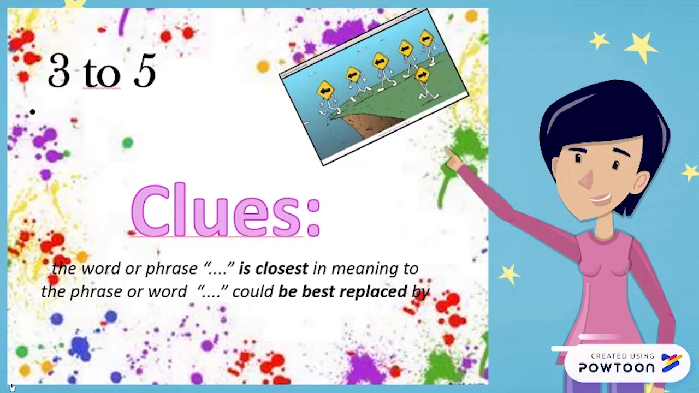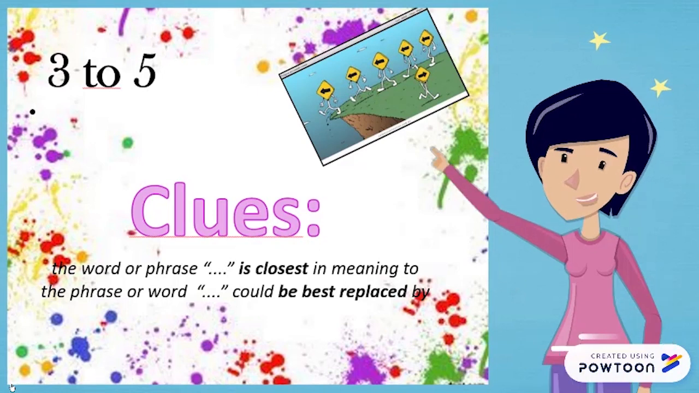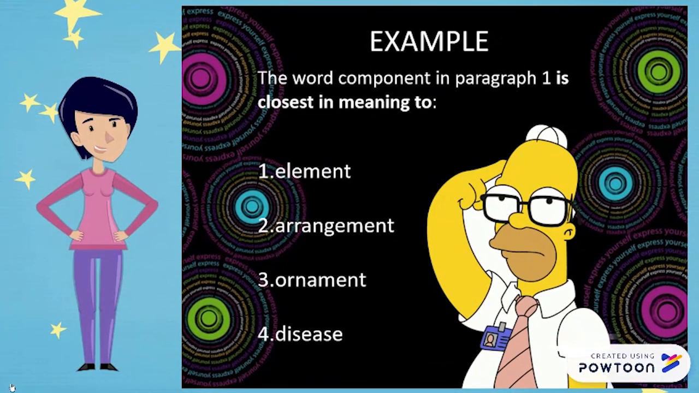Some words are going to help you to identify these questions, like "the word or phrase is closest in meaning to," or "the phrase or word could be best replaced by." Let's see an example. "The word component in paragraph 1 is closest in meaning to," and then you have 4 options. So, the clue you have to recognize the kind of question is the phrase "is closest in meaning to."